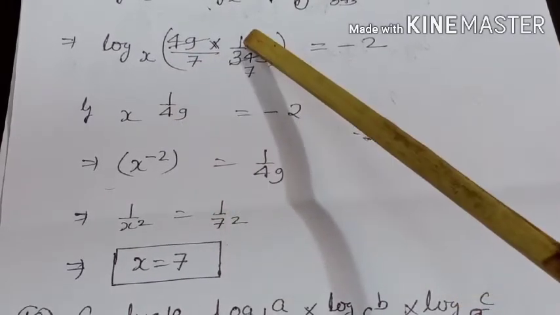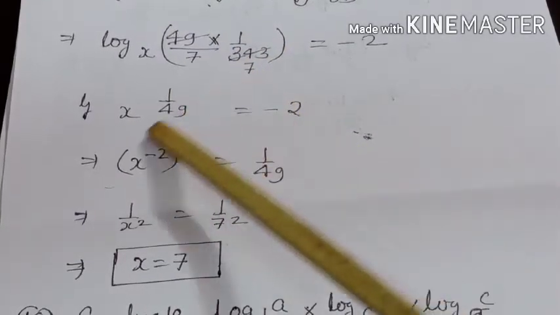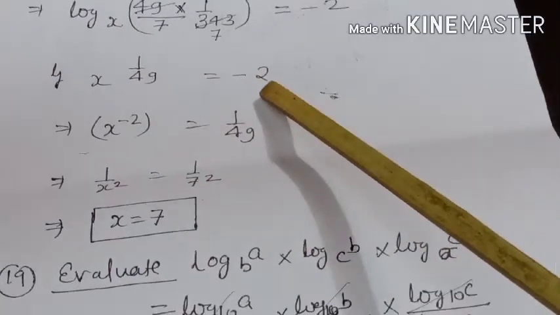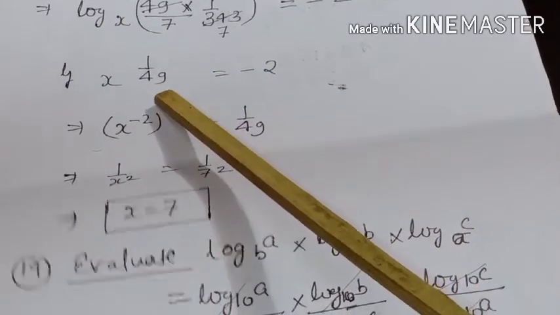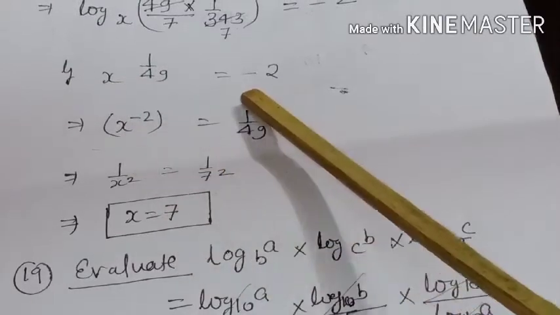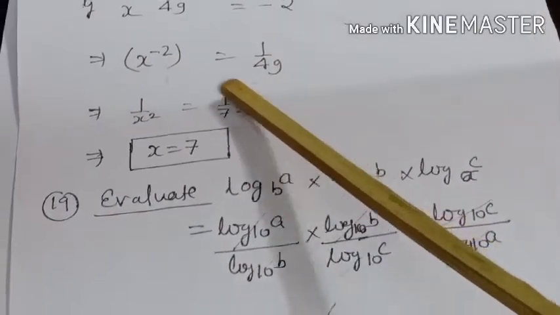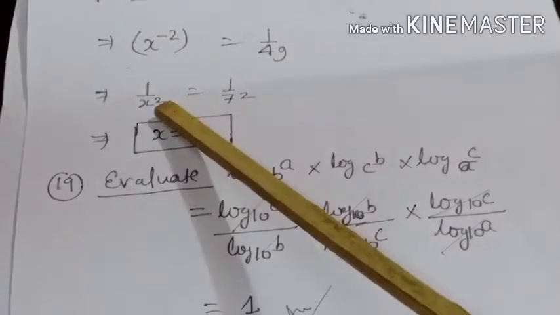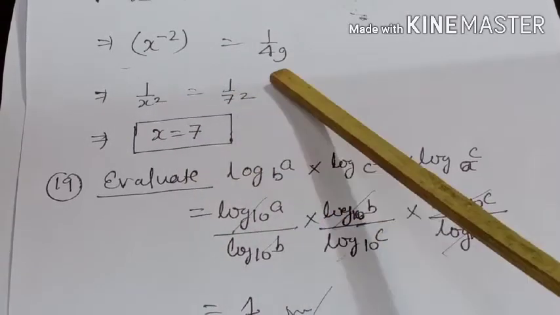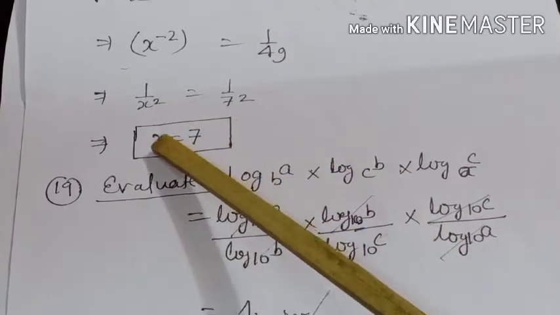So it will be log (1/7 × 7) (1/49) to the base x is equal to minus 2. This logarithmic form we are giving exponential form. So x to the power minus 2 will become 1 by 49, or x to the power minus 2 can be represented as 1 by x square. So it will be 1 by 7 square. So what will happen? x will come out as 7.